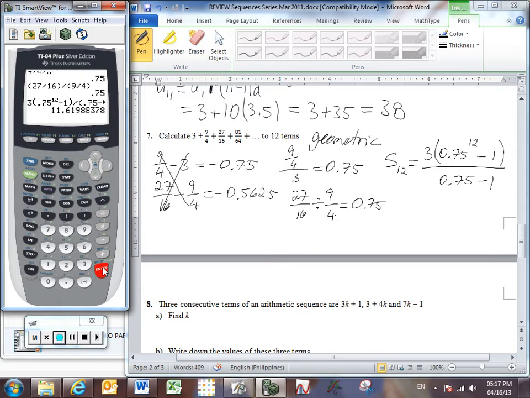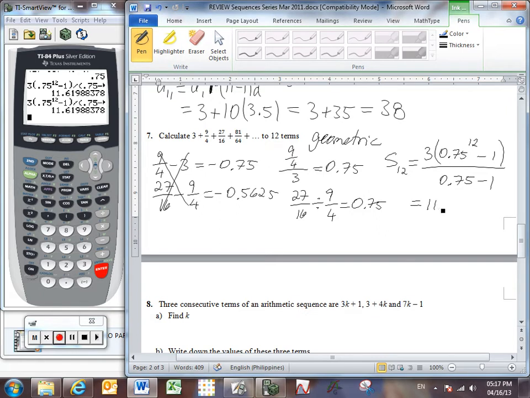Oh, I forgot to close the parentheses at the end, so I'm just going to bring up the last entry and add that parentheses at the end in case it changed things. No, good, it didn't. So my answer is 11.61988. And you can write that down and get full credit, as long as you include additional significant figures. But if you like 3 significant figures, that rounds to 11.6.